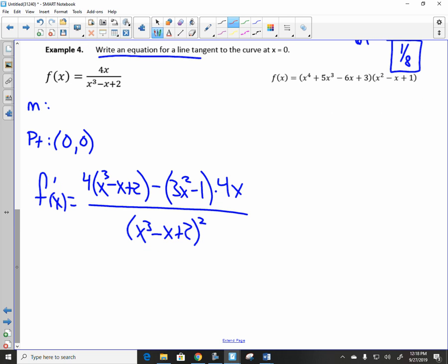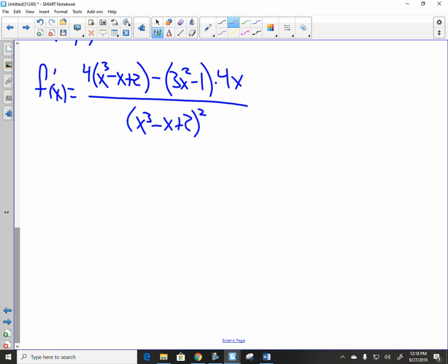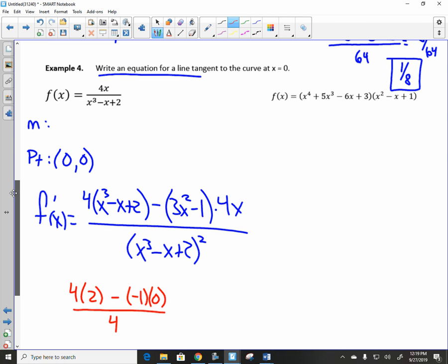So I don't know how many times I get to people, they get to the test, and they're doing all sorts of algebra here at this point. I'm like, just let go of it, folks. Okay, I've got 4 times, what do you get if you plug in 0 here? 2 minus, if I plug in 0 here, I get negative 1 times 0 over 4. So you get 2.